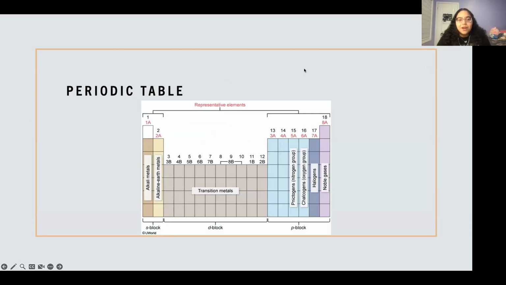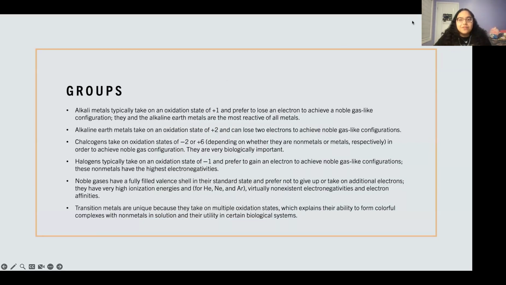Another way to represent the periodic table is by the groups. So there's alkali metals and alkaline earth metals, transition metals in the d block. And then at the end, there's the noble gases that aren't reactive. Next to them, the halogens that are very reactive. So it's good to know the different groups and some of their properties. I have a summary here.